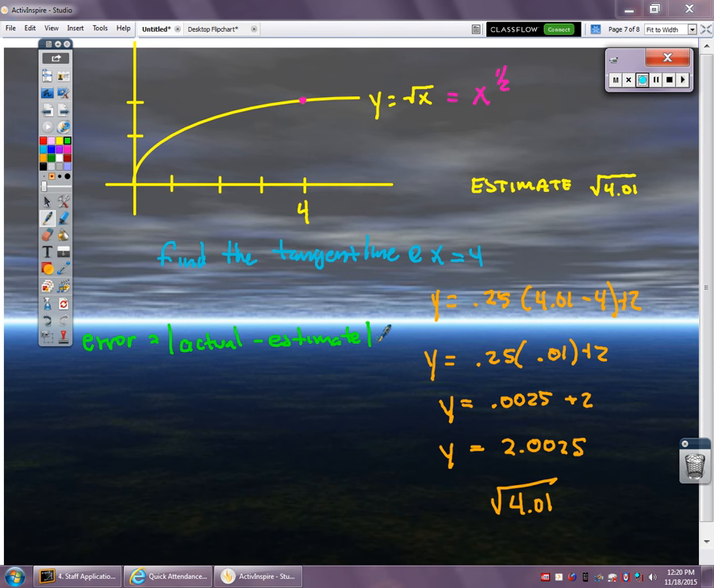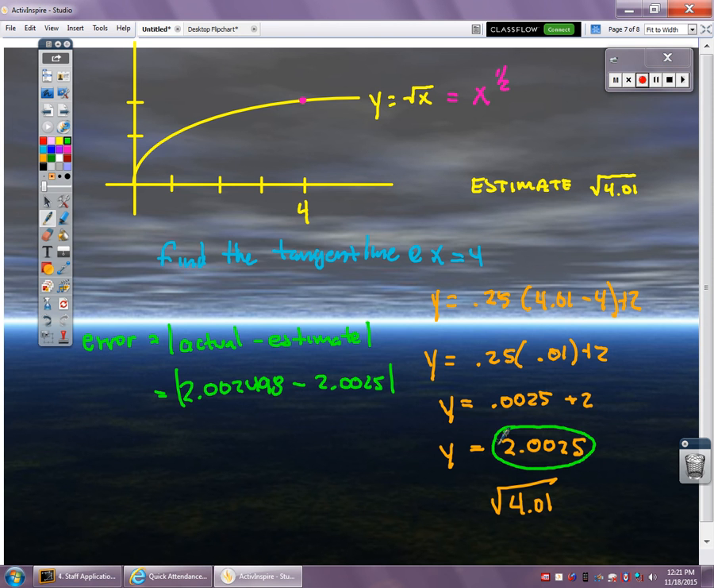Now, error, how far am I actually off here? Error is defined as the absolute value of the actual answer minus the estimate. So if I took a calculator, the actual square root of 4.01 is 2.002498. If I subtract my estimate, 2.0025, I'll get an answer of 0.000002. That's pretty darn close. That means I'm really, really close to the actual answer.